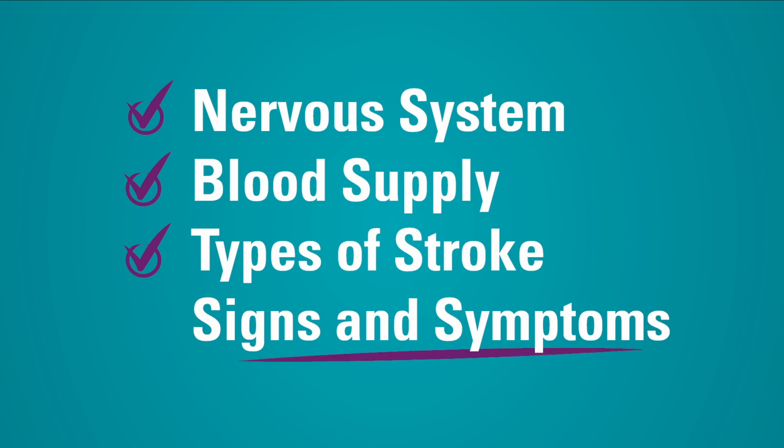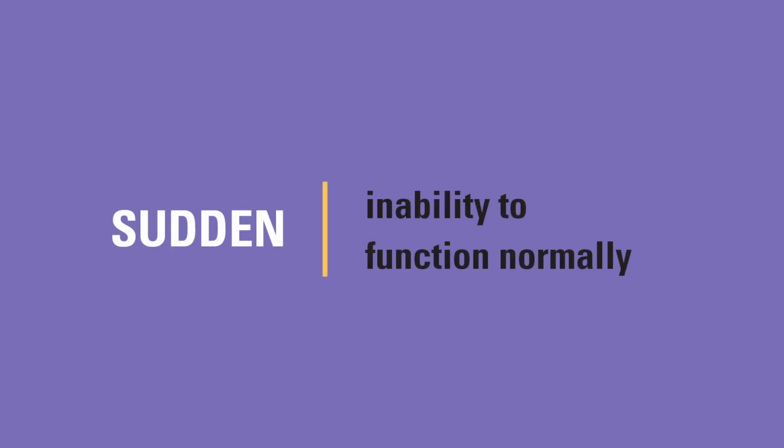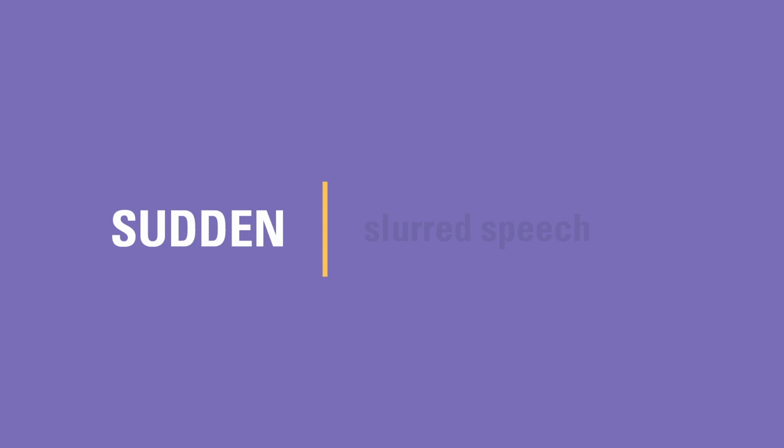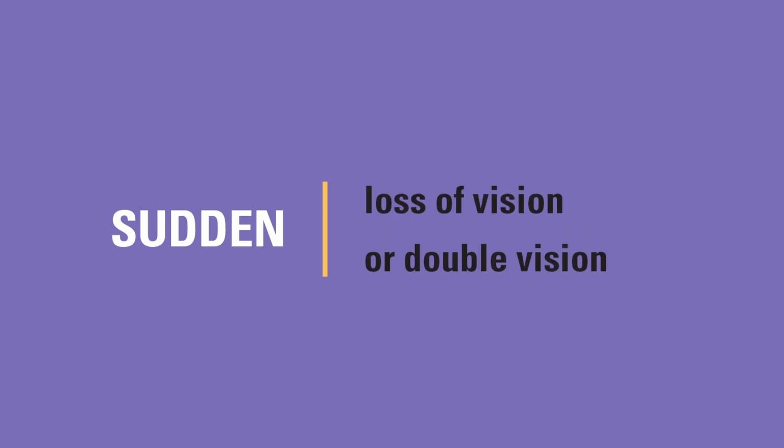Now let's talk about the signs and symptoms to help recognize a stroke. Any sudden inability to function normally may be the result of a stroke. A sudden weakness or numbness, usually on one side of the body, face, arm, or leg. Sudden slurred speech or inability to speak normally or comprehend what is being said, sudden loss of balance or inability to walk, sudden loss of vision or double vision.